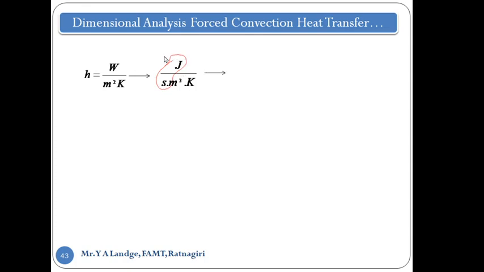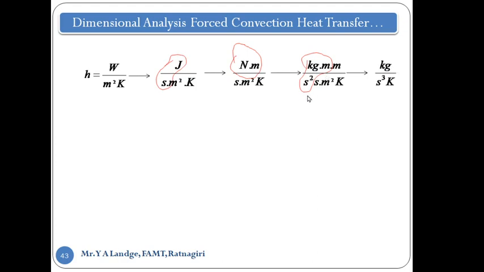Now the joule, again we need to convert, because it is not yet in terms of the four fundamentals. So we write the joule as Newton meter. So watt is joule per second, joule is Newton meter, and the Newton we convert into kg meter per second square. This conversion we know. After converting the watt into joule per second, the joule into Newton meter, and Newton in terms of kg meter per second square, we get the final dimensions in terms of mass, time, which is denoted by small t, and temperature, which is capital T.